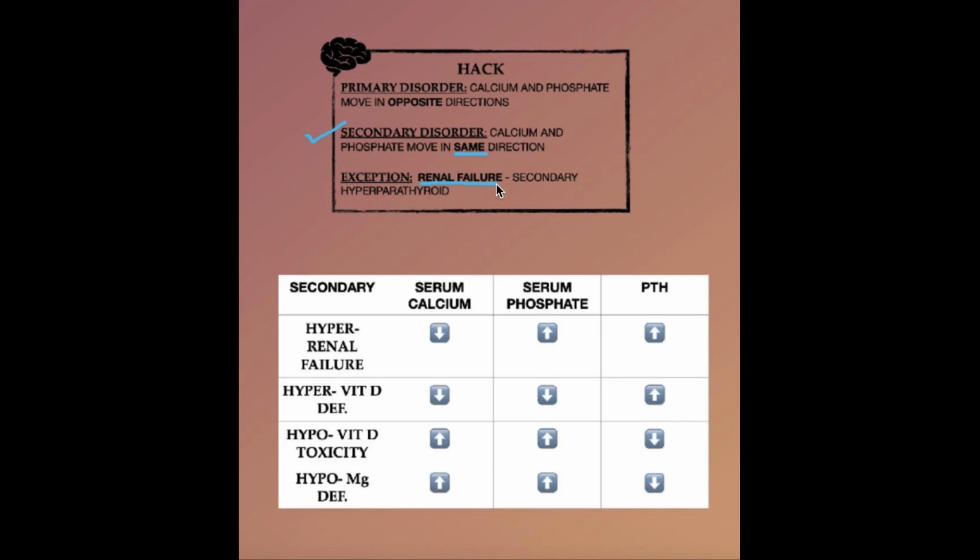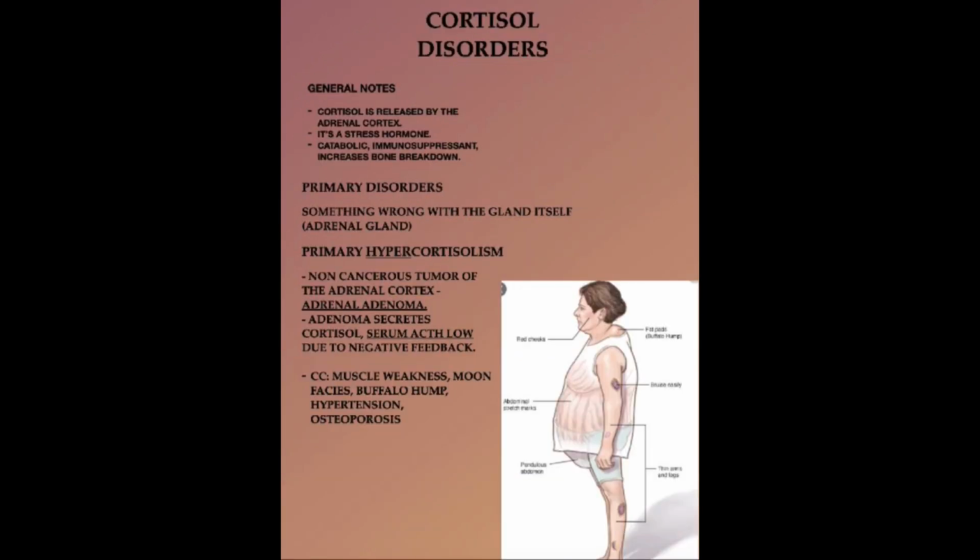So if you look at secondary hyperparathyroidism, which is vitamin D deficiency, calcium is low, phosphate is low. Same direction. If you look at the hypoparathyroidism rows, you can see that calcium is high and phosphate is high, same direction. Let's take a look at our exception, secondary hyperparathyroidism, renal failure. And in renal failure, you have calcium going down and phosphate going up, opposite directions. The hack works. Now we'll talk about cortisol disorders.